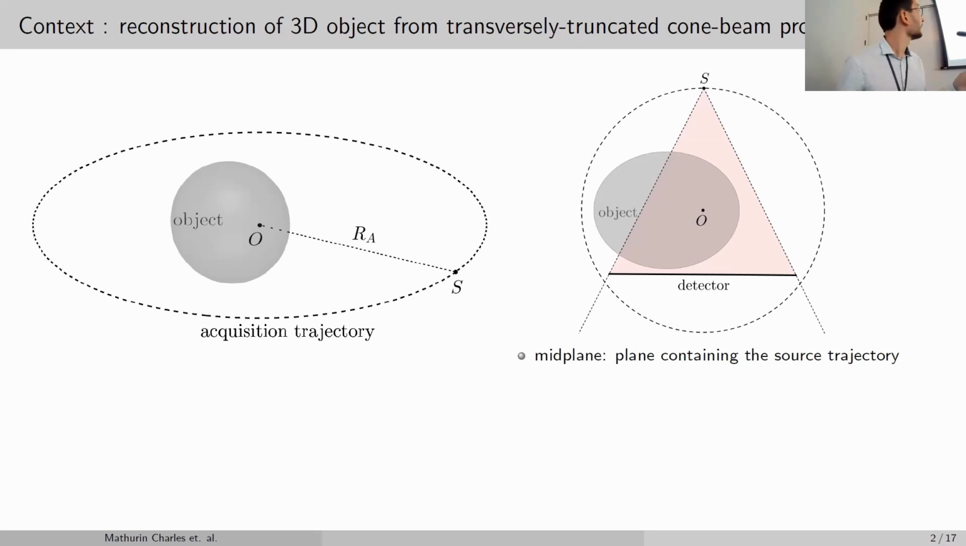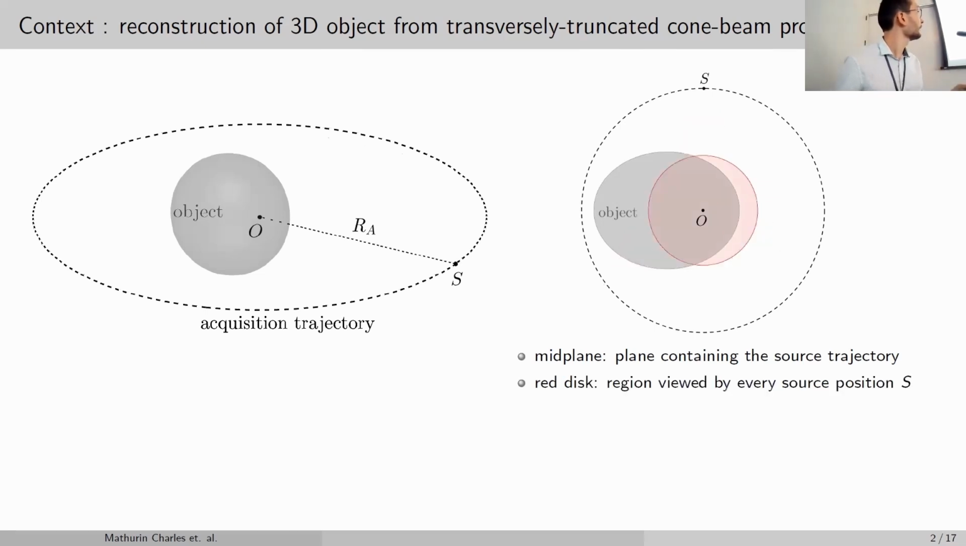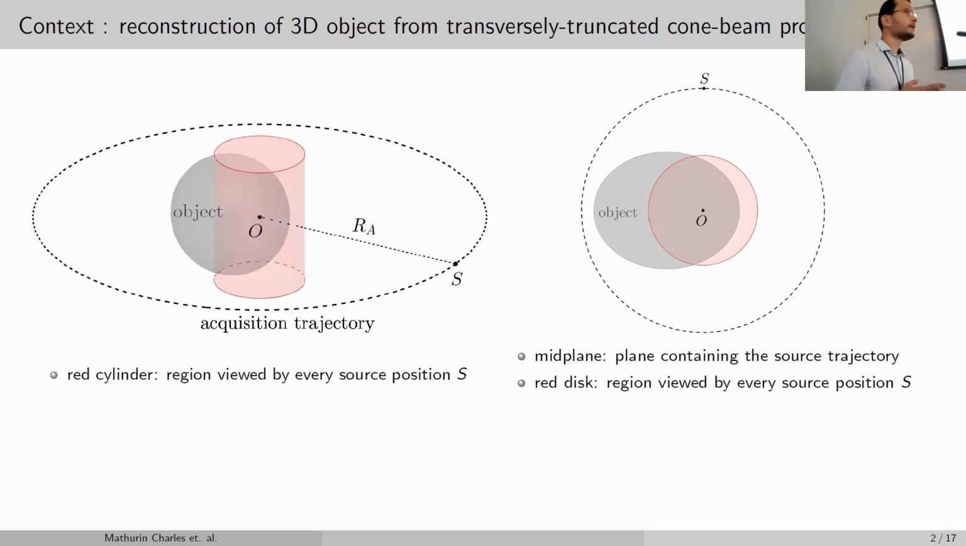And this is the same truncation for all source points. So the area which is viewed by every source position is the red disk. We suppose no axial truncation. So the area viewed by every source position in general is the red cylinder, on the left figure.